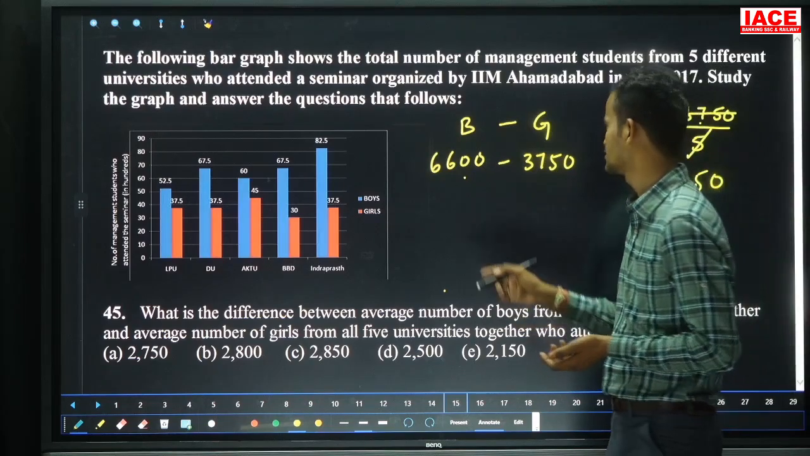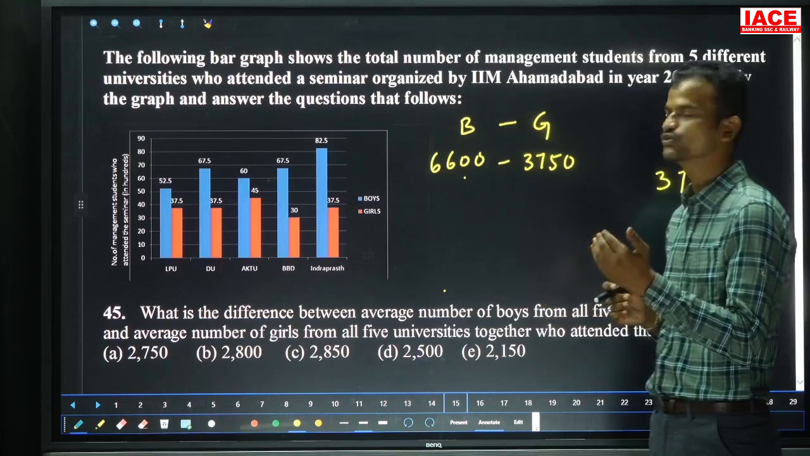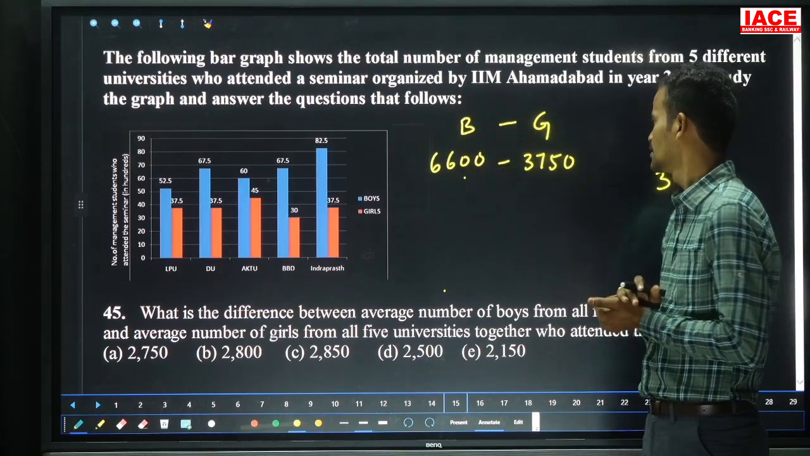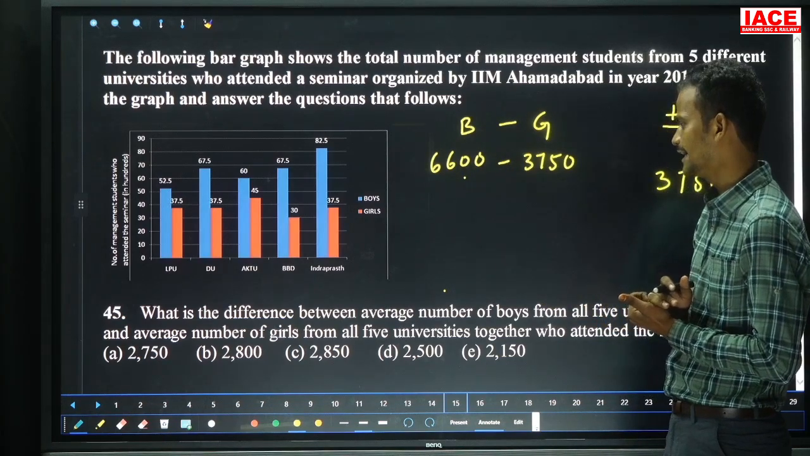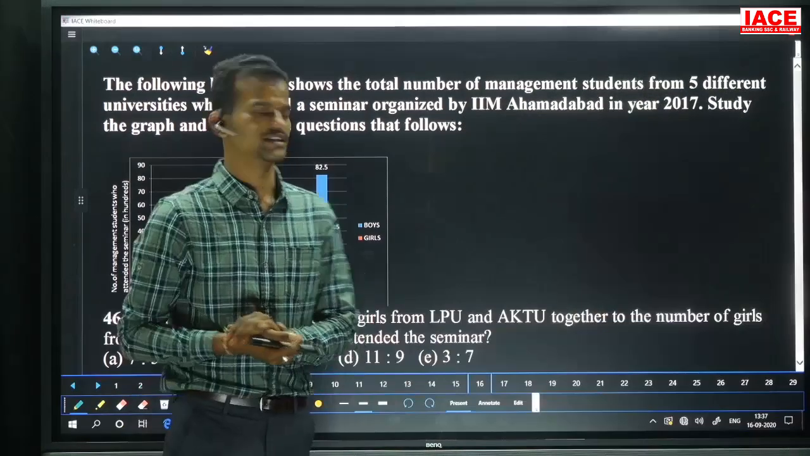They are asking the difference. Sir, in 6000, if I remove 3700, I will get 2250 plus 600, 2850. So what is your answer? Option C. Clear? Okay. See the next question, sir.